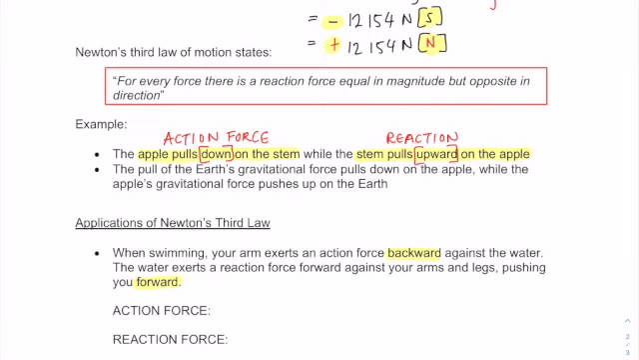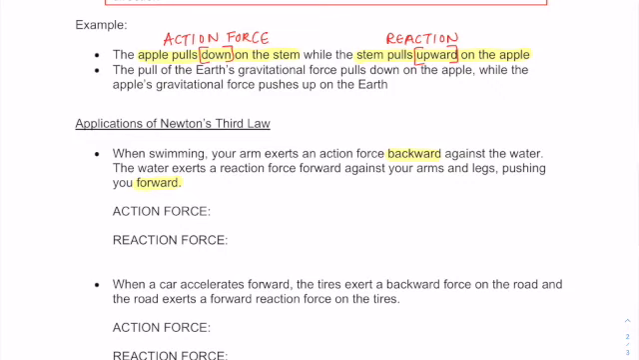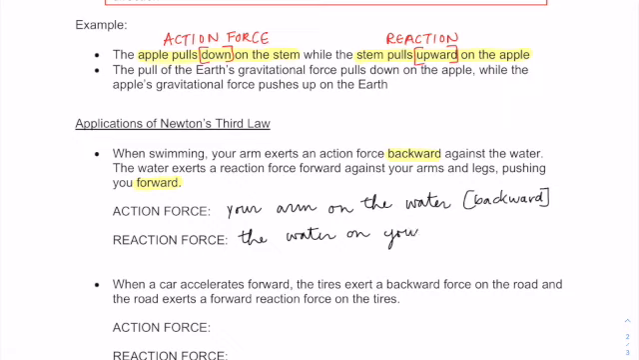So if we identify the action and reaction force, the action force is your arm on the water in the backward direction, and the reaction force would be the water on your arm in the forward direction. Whatever force you push on the water will push onto you. That's Newton's third law.